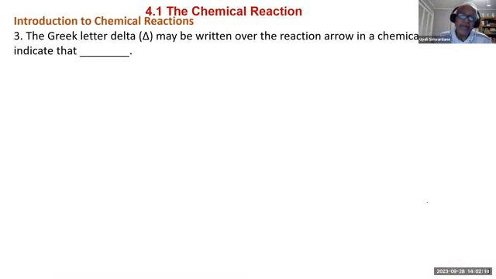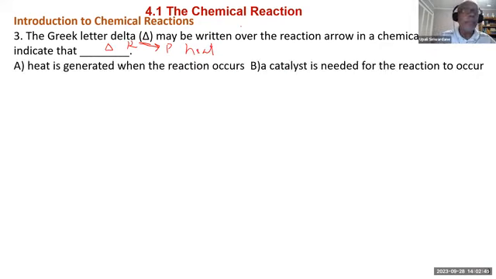The Greek letter delta may be written over the reaction arrow in the chemical equation. Normally, this is the letter on the top of the equation between reactants and products. It indicates the heat. Heat is generated when a reaction occurs. That is the answer.